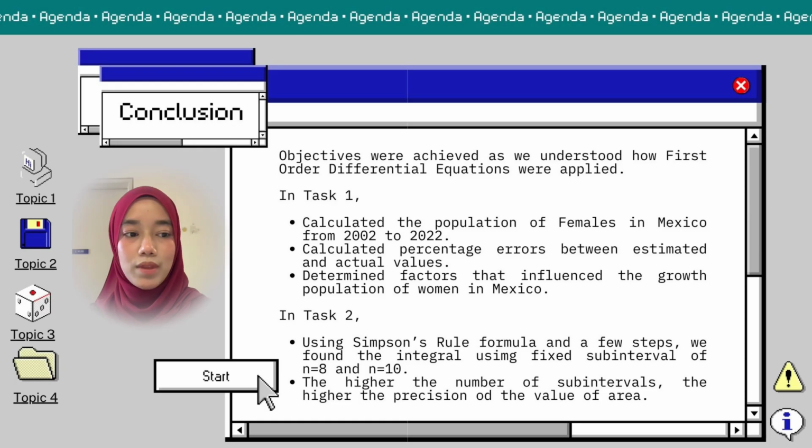And for task 2, we used the Simpson's rule formula, and with a few steps, we found the integral using fixed subintervals of n equal to 8 and also n equal to 10. We noticed that increasing the number of subintervals in Simpson's rule improved the accuracy of the integral approximation. We also noticed that the curve is smoother and fits better, giving us a result that is closer to the true area under the function.